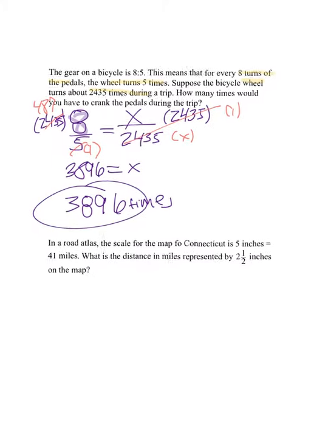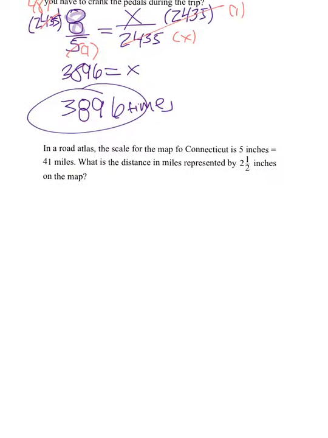Next, let's take a look at the next problem. It says, in an atlas, the scale for a map for Connecticut is 5 inches equals 41 miles. So we'll write that ratio down right away. If you want to put in inches and miles, you can. That's a good idea. What's the distance in miles represented by 2.5 inches on the map? So 2.5 inches we'll write, and I'll put that over x. Now here is the thing where it gets ugly. It's really hard, and a lot of times you get it wrong when x is in the denominator.